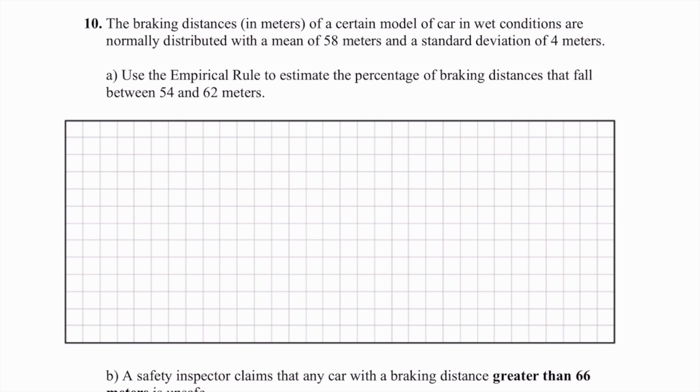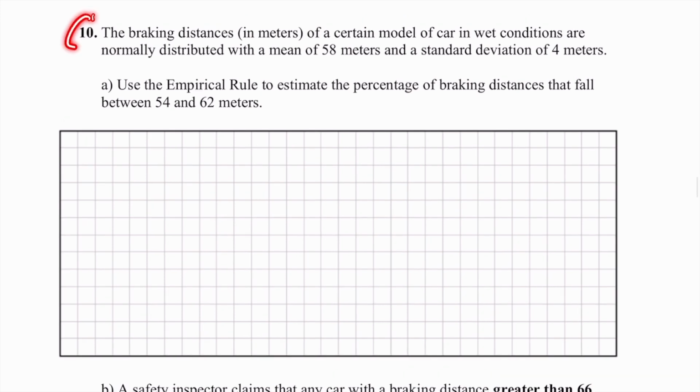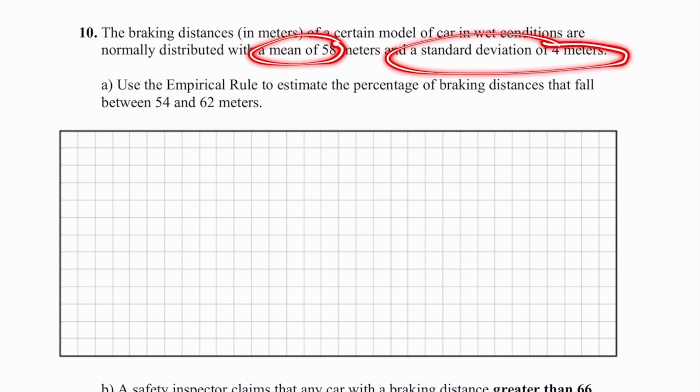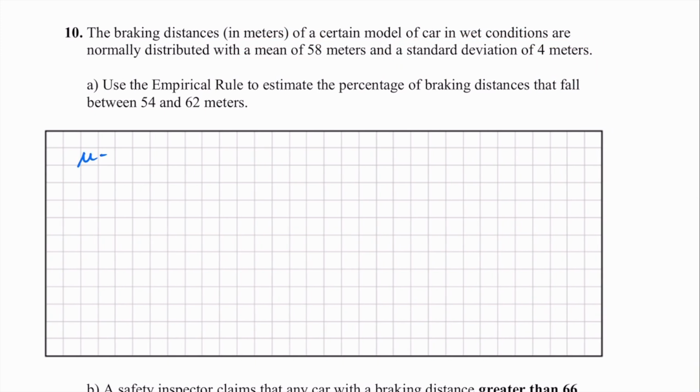So here's the last question on the empirical rule that we'll use before we go to set scores. So here we have question 10. The braking distance in meters of a certain model of car in wet conditions has a mean of 58 and a standard deviation of 4. So there are two things we always write down first. The mean equals 58 and the standard deviation equals 4.